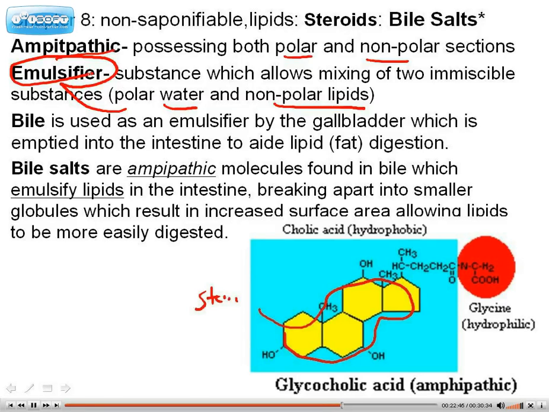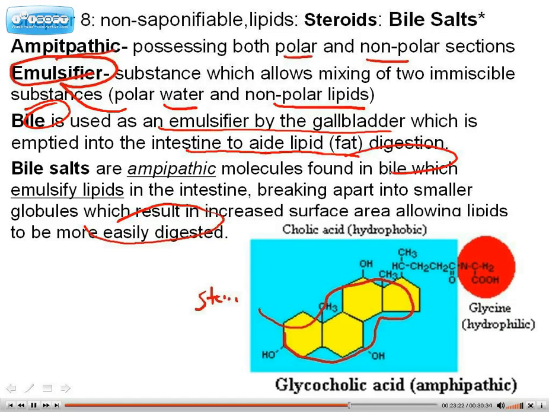So it's actually used as a middleman, helping to digest fats, because it allows it to clump together around the insoluble fat molecules. Consequently, we tend to pump this into our stomach when we're dissolving fatty foods. So, bile is used as an emulsifier by the gallbladder, which is emptied into the intestine to aid fat digestion.